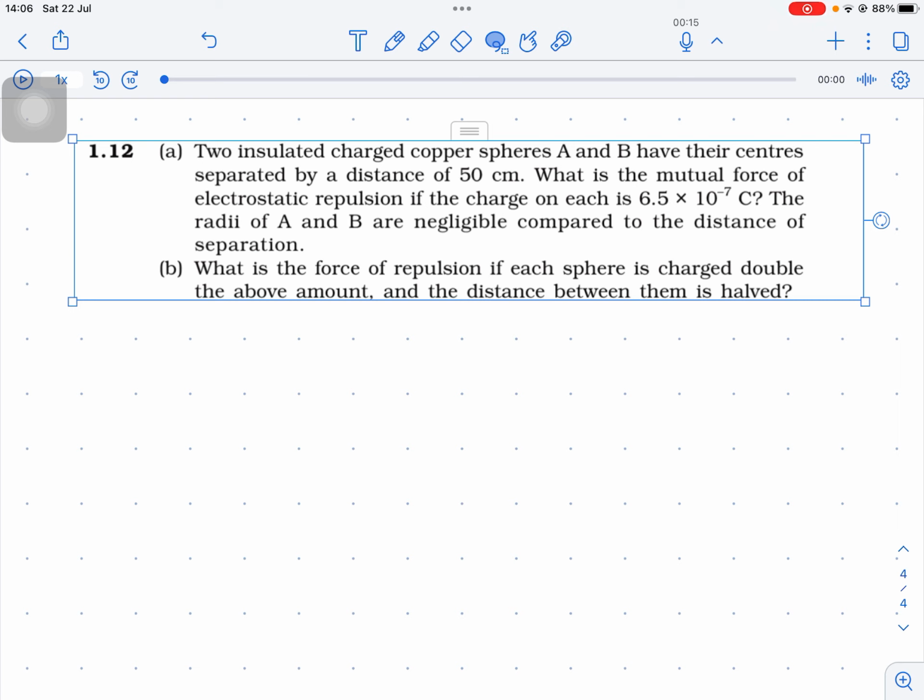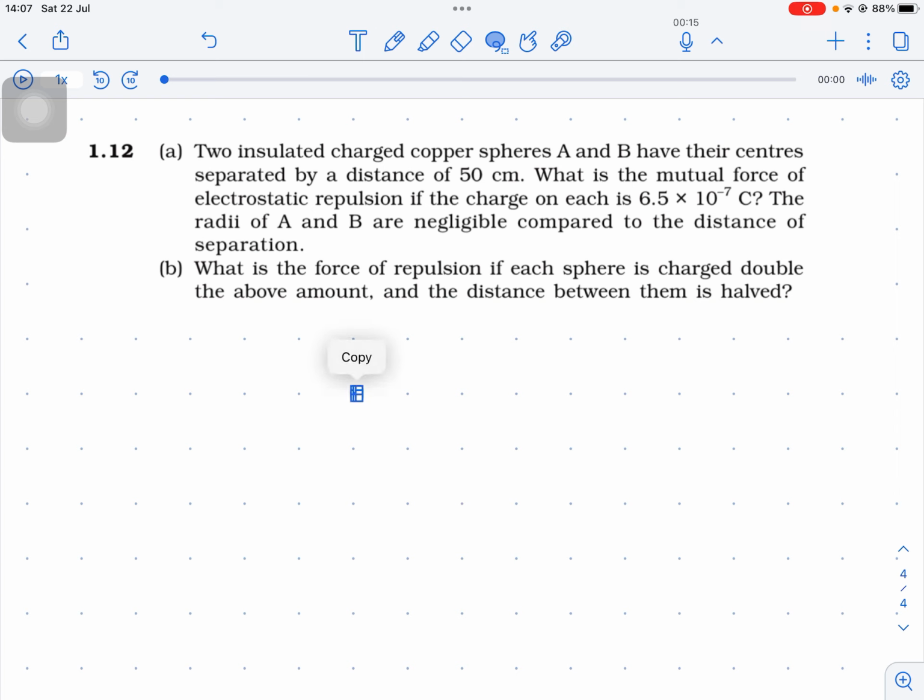So first number 112. Here two insulated copper spheres A and B have their centers separated by a distance of 50 centimeters. So we have two copper spheres, let it be this one and this one, A and B. They are separated by a distance of 50 centimeters. So the separation between them is taken as 50 centimeters.